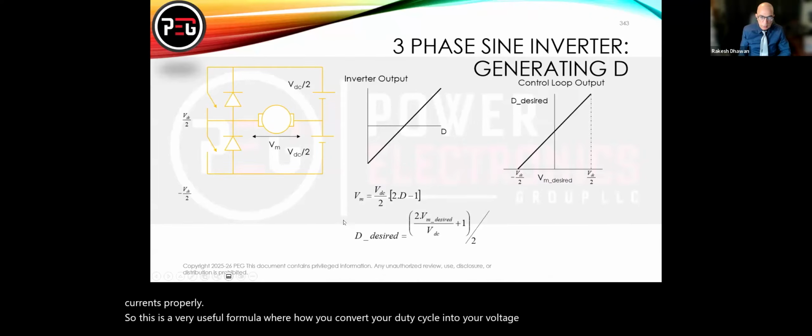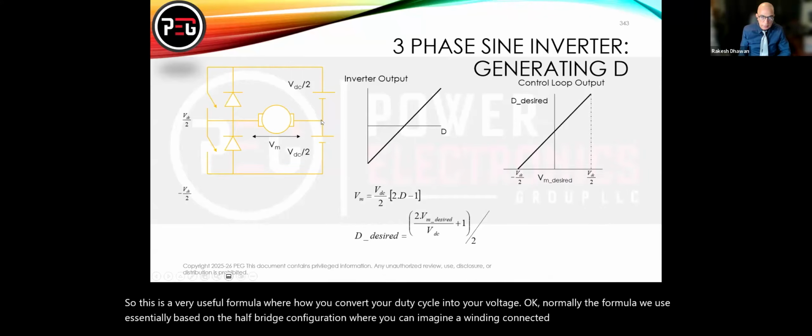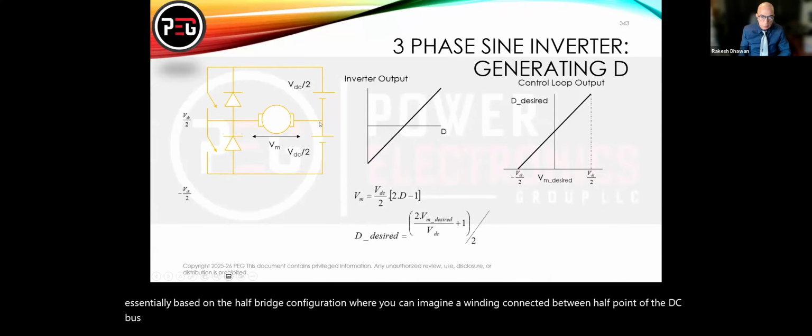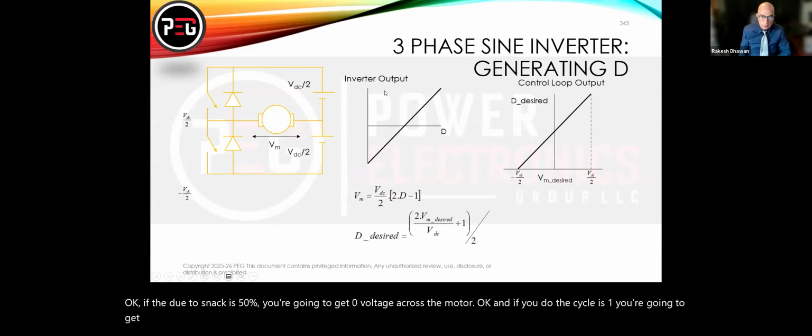Okay, normally the formula we use is essentially based on the half bridge configuration, where you can imagine a winding connected between the half point of the DC bus, because that's where your neutral point is normally, right? And these two switches. So the formula comes out this way: if the duty cycle is 50%, you're going to get zero voltage across the motor. If your duty cycle is 1, you're going to get VDC by 2 voltage across the motor. If your duty cycle is 0, you're going to get negative voltage across the motor.